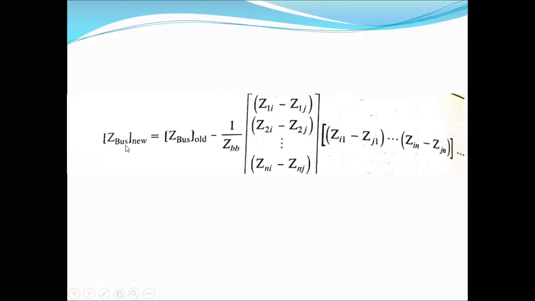After that, we find the Z bus new, which is equal to Z bus old minus 1 by ZBB times the column of Z1I minus Z1J, Z2I minus Z2J, and so on, Zni minus Znj, multiplied by the row Zi1 minus Zj1, and so on, Zin minus Zjn. This is the type 4 modification.